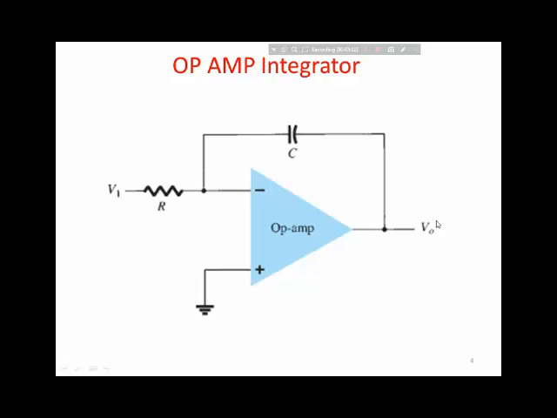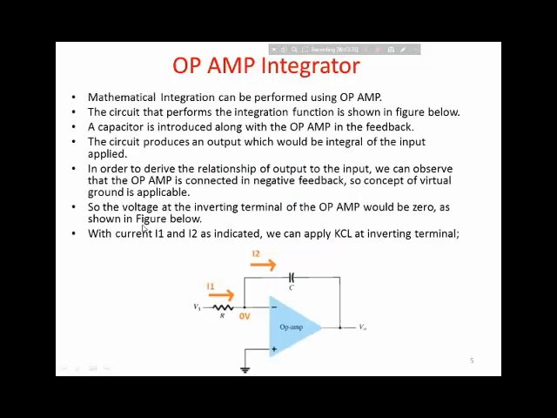We will derive the output for this circuit if we have an input, and then see how the output would be as a function of the input. So we will see the complete derivation of how the circuit would work and produce an output that would be the integral of the input. So mathematical integration can be performed using an op-amp. The circuit that performs the integration function is shown in the figure below, and a capacitor is introduced with the op-amp in the feedback.